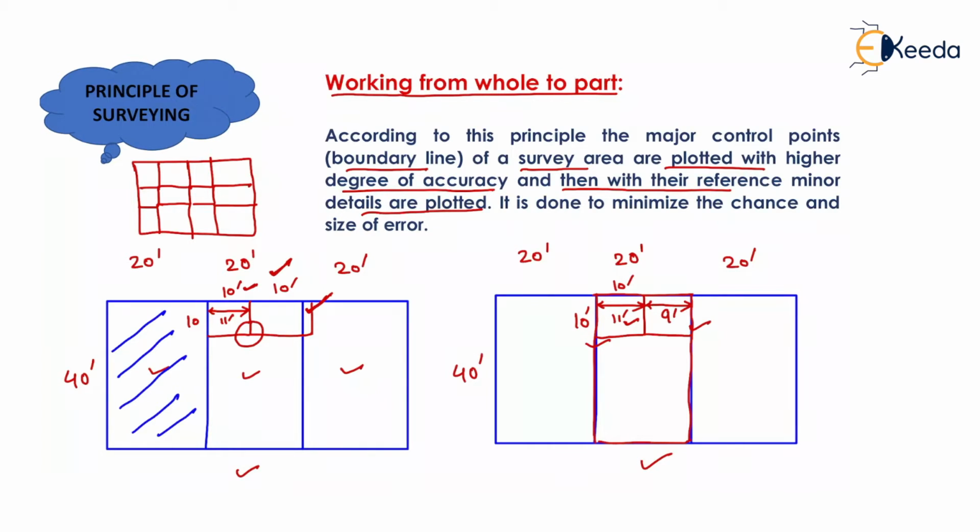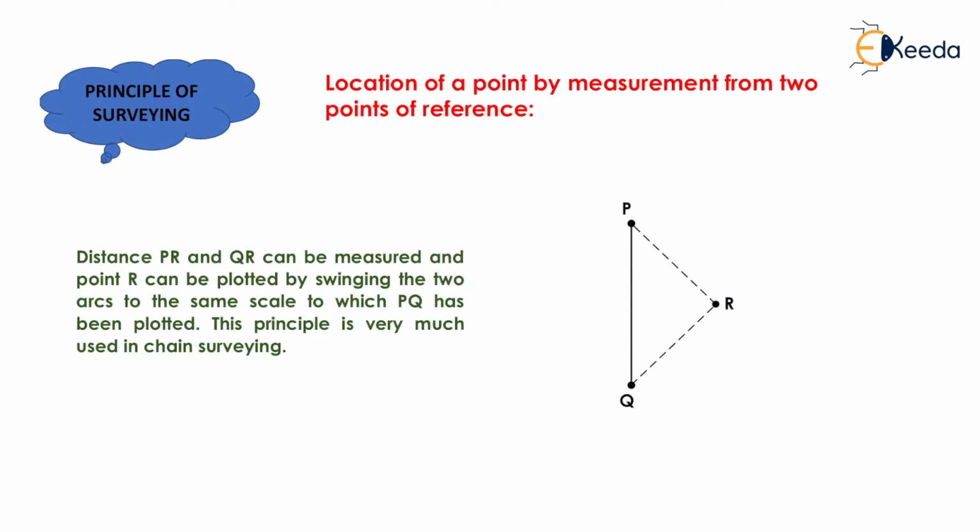surveying. Okay students, now the second principle of surveying is location of a point by measurement from two points of reference. Now suppose that this point P and this point Q are already known and the distance between P and Q is already known. So we have measured the line PQ like this. Now suppose that we want to locate this point R from these two reference points, P and Q.